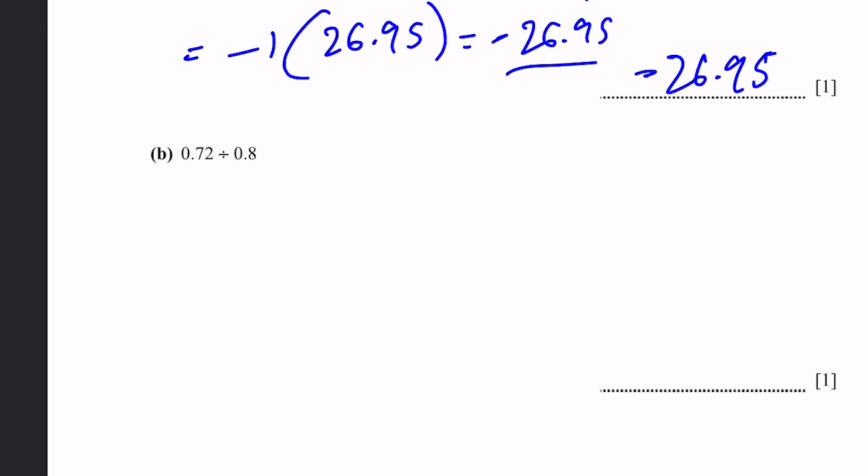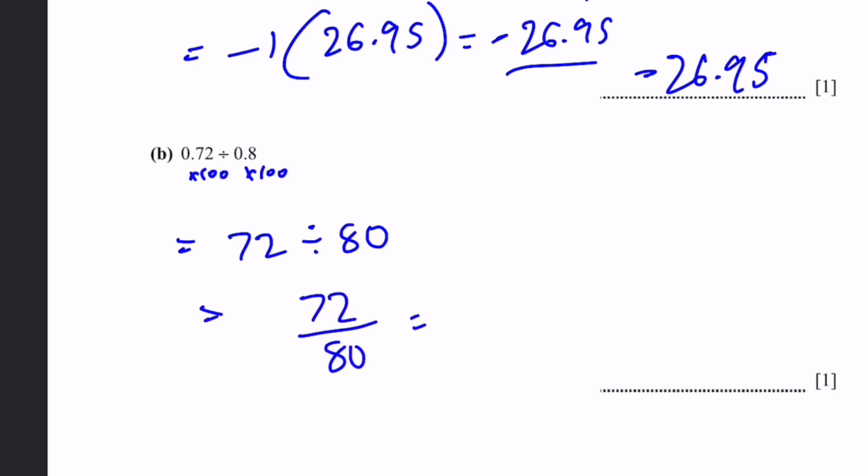Let's go to part B. 0.72 divided by 0.8. We can simplify this by multiplying both by 100 here. That'll be 72 divided by 80, which, let's just do that in a fraction, is 9 by 10, 0.9. That's the answer.